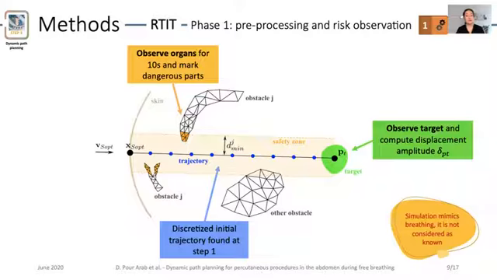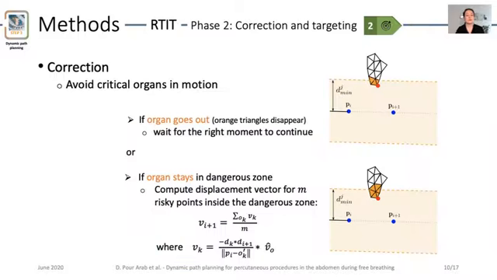We also measure the amplitude of displacement of the target. After the observation phase, Phase 2 consists in correcting the trajectory during the insertion of the needle, plus a final targeting. The simulation of the needle insertion is started at the insertion point, while the breathing simulation is still running. We iterate over the intervals of the path and choose the best strategy to move on.